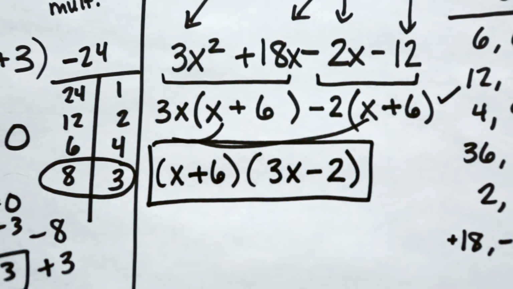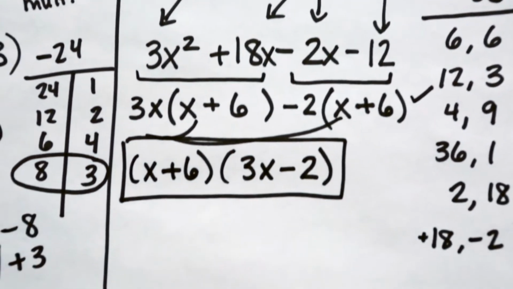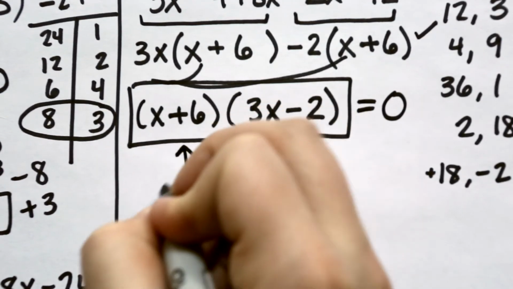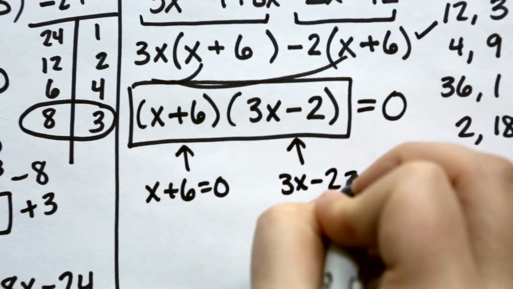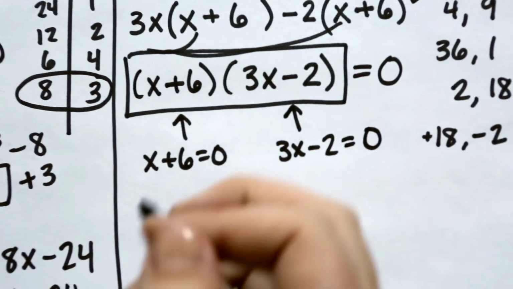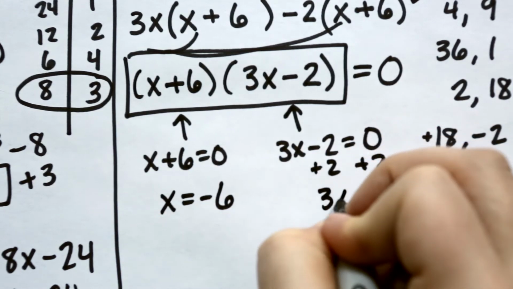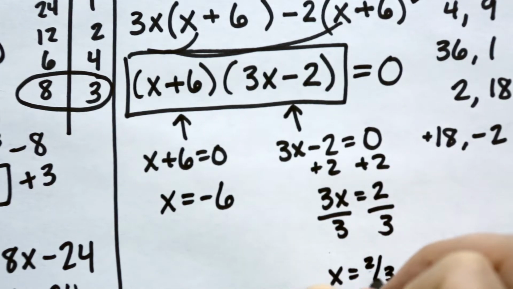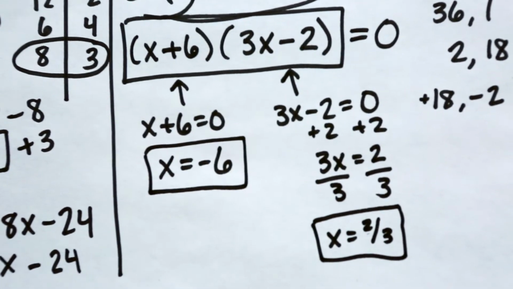Now, just like we said before, if our original problem had been equal to 0, and we were solving for solutions, we need to set this equal to 0. And when we do that, we can take each part and solve for x. So here I get x is negative 6, and over here I'm going to get that x is 2/3. So those would be my two answers for this equation.